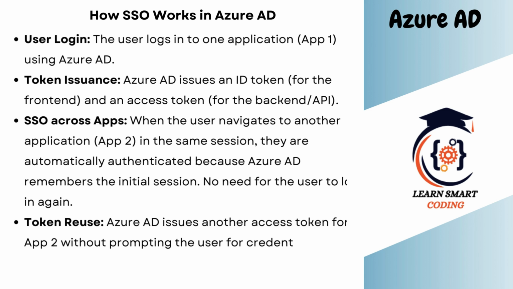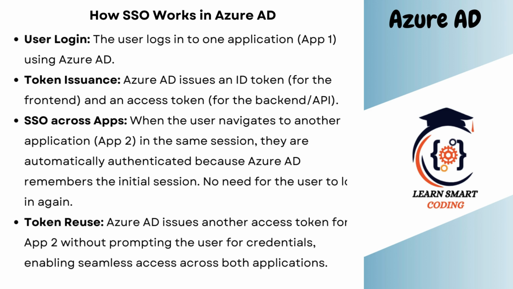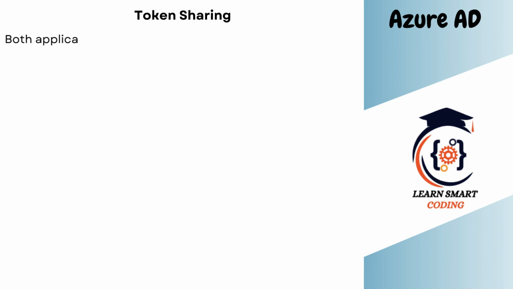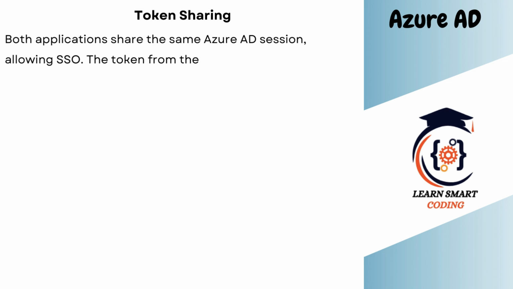That's how it works. The last step is the token reuse. Azure AD issues another access token for app2 without prompting the user to enter the credentials, enabling the seamless access across both applications. This is what we saw in the demo. This is what SSO is.